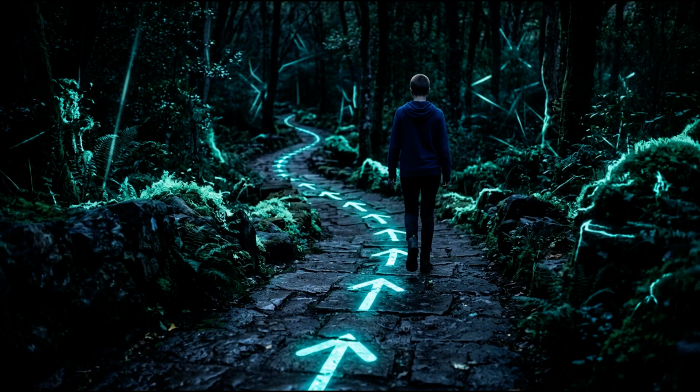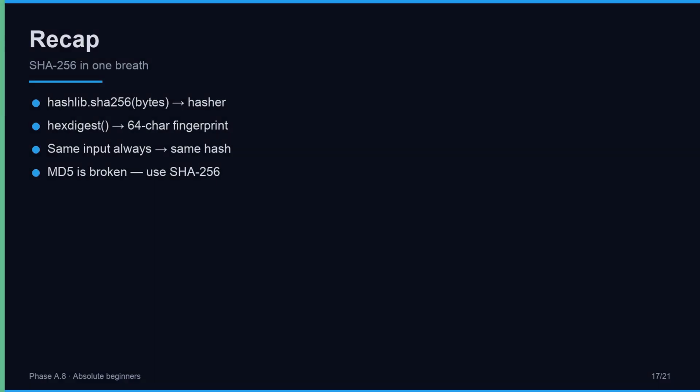A hash is a one-way street. From data you get the mark. From the mark you cannot recover the data. Quick recap. Import hashlib. Pass bytes to SHA-256. Call hexdigest to get the fingerprint as a hex string. The same input always produces the same hash. The output is always 64 hex characters. Use SHA-256 for anything security relevant. MD5 is broken, leave it for legacy checksums only. You now have the foundation. Next we hash entire files.